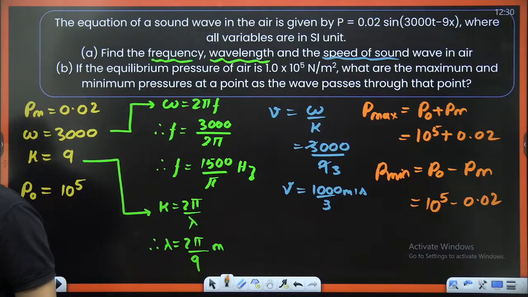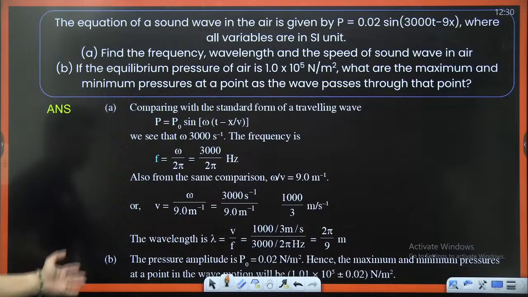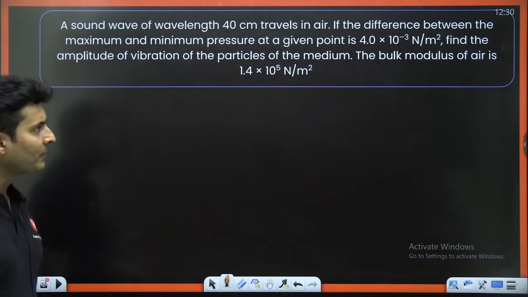Great. Perfect. Cool, guys. Till this point, everything clear? Let's move on. So let's move on to the next question. All these things I have also put up in printed format. Let's move on to the next one.